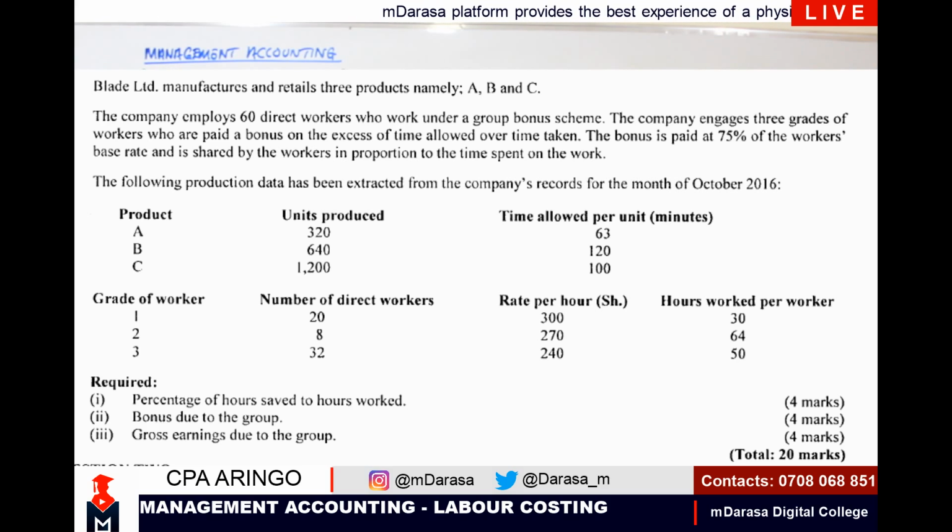The company engages 3 grades of workers who are paid a bonus on the excess of time allowed over time taken. The bonus is paid at 75% of the workers' base rate. Mark that clearly. The bonus is paid at 75% of the workers' base rate and is shared by the workers in proportion to the time spent on the work.